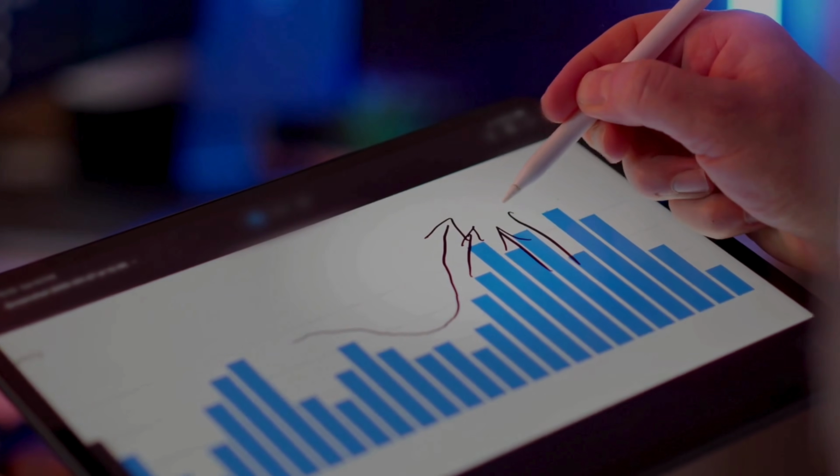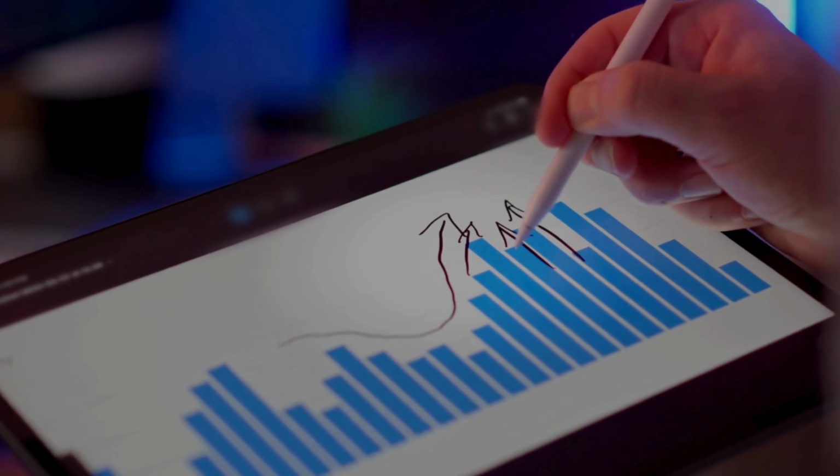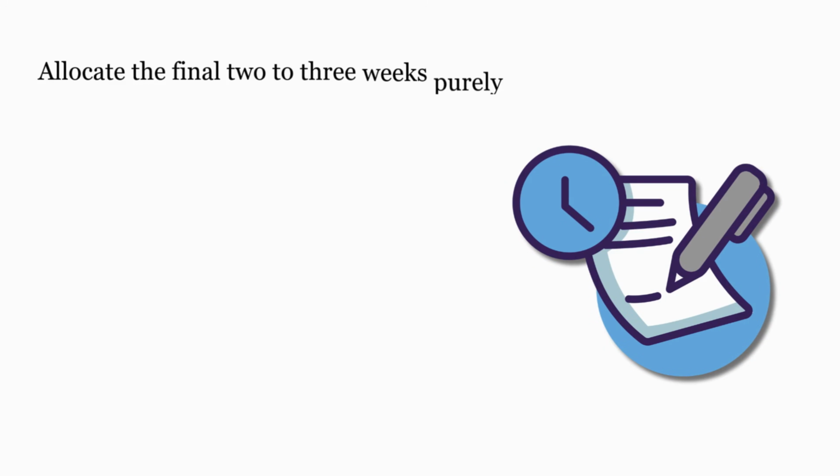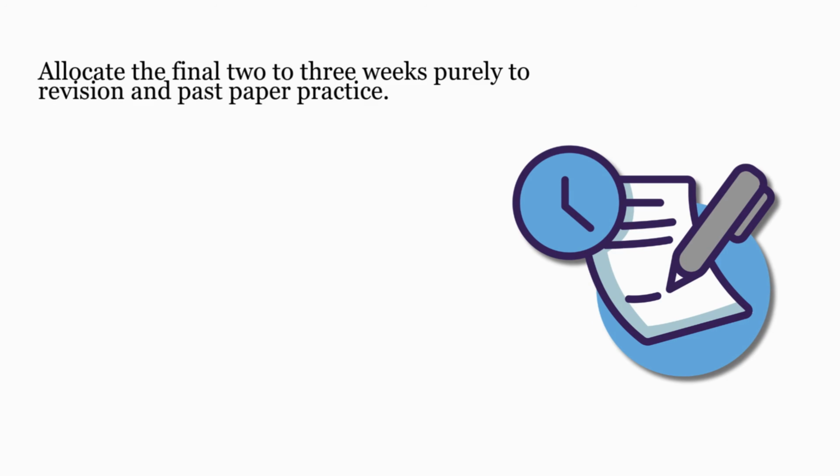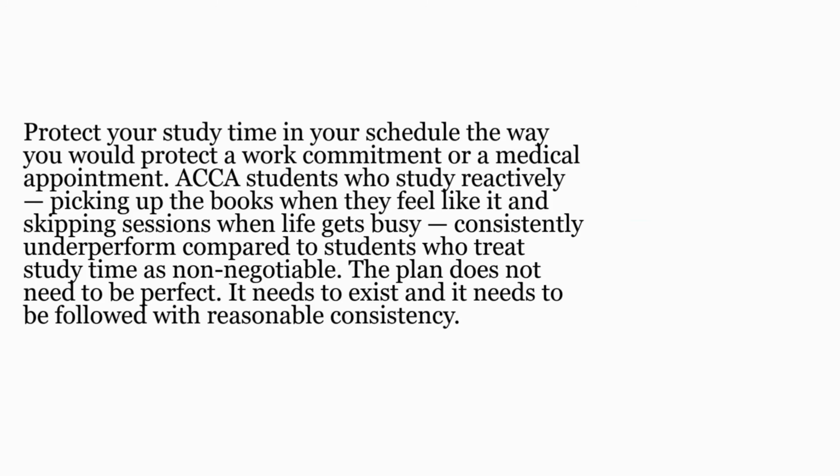Divide the syllabus into topics. Assign topics to weeks. Allocate the final 2 to 3 weeks purely to revision and past paper practice. Protect your study time in your schedule the way you would protect a work commitment or a medical appointment. ACCA students who study reactively, picking up the books when they feel like it and skipping sessions when life gets busy, consistently underperform compared to students who treat study time as non-negotiable. The plan does not need to be perfect. It needs to exist, and it needs to be followed with reasonable consistency.